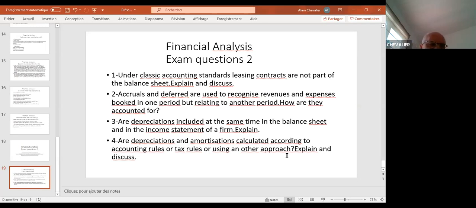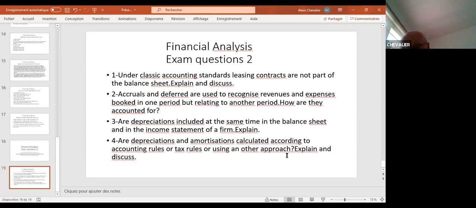So the gross value at the beginning is 100. At the end of the first year, you have a depreciation of 20, and you have a gross value which is still 100, but net value which is 100 minus 20, which is 80. Now at the end of year 2, you have a new depreciation for year 2 of 20, and the gross value is still 100, but the net value is 60.